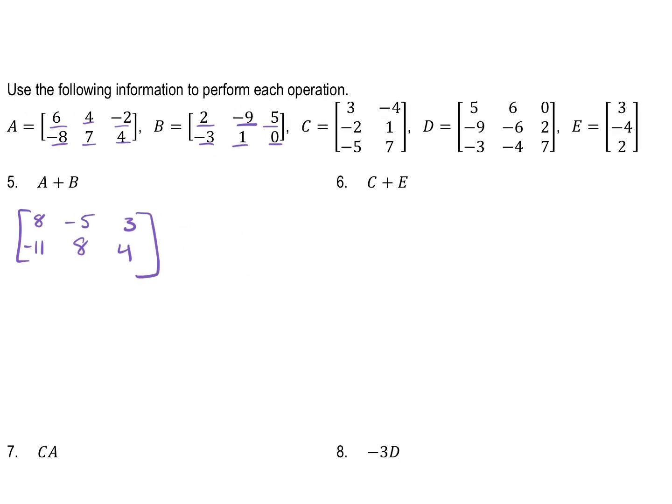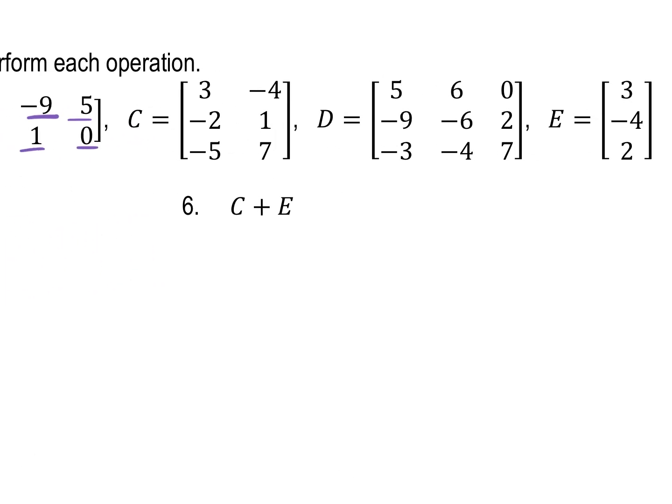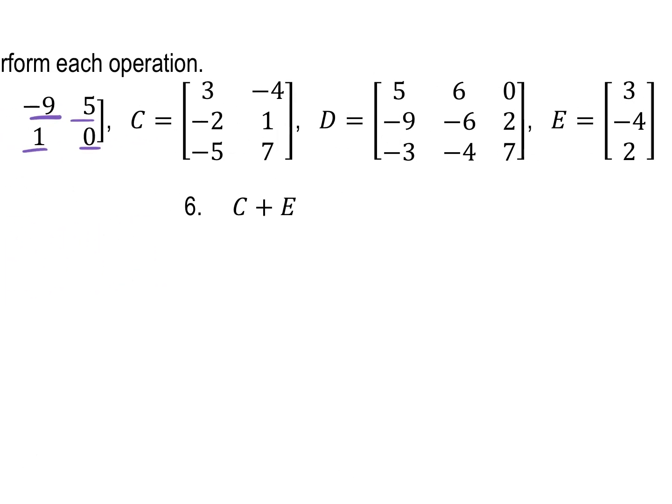Let's look at number 6. What's the dimensions of C? 3 by 2. And what's the dimensions of E? 3 by 1. Can we add them together if they're different sizes? Nope. So this would be not possible. Or you could say impossible or does not exist. Something like that. Can't add them.